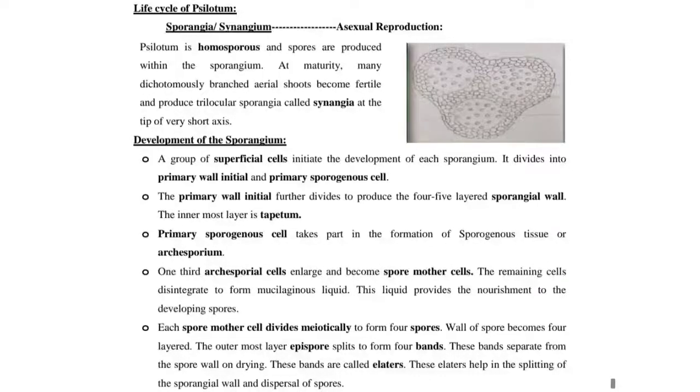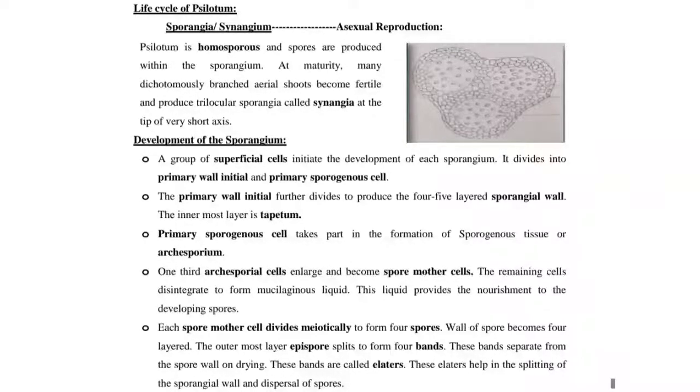Sporangia. Synangium. Asexual reproduction. Psilotum is homosporous and spores are produced within the sporangium. At maturity, many dichotomously branched aerial shoots become fertile and produce trilocular sporangia called synangia at the tip of very short axes. Development of the sporangium.